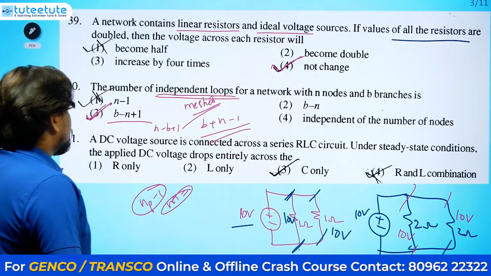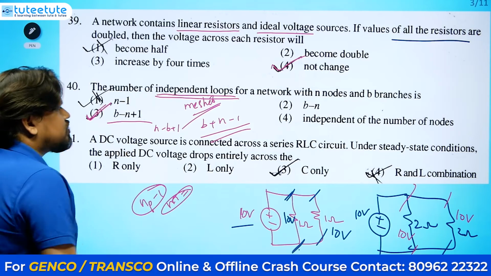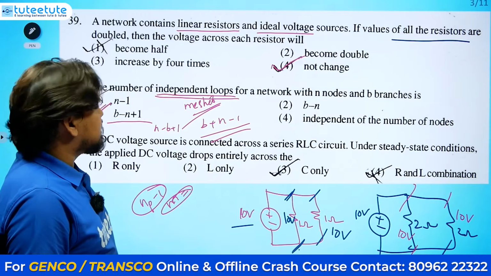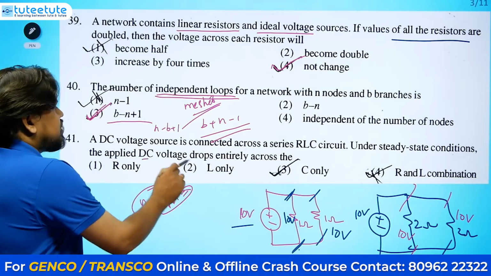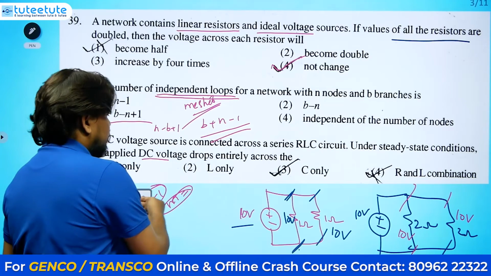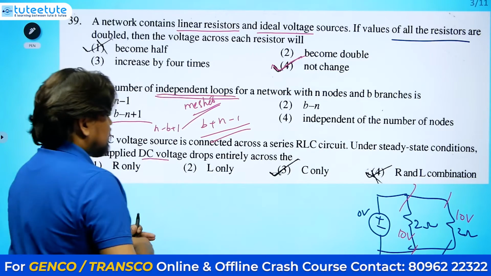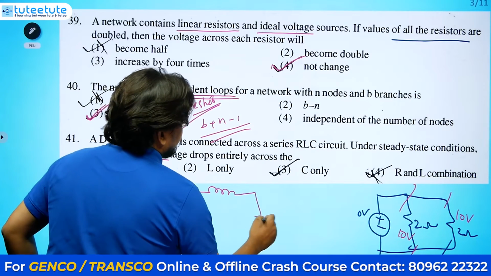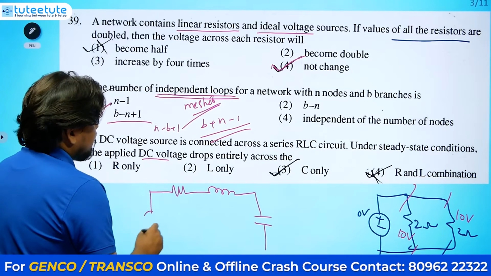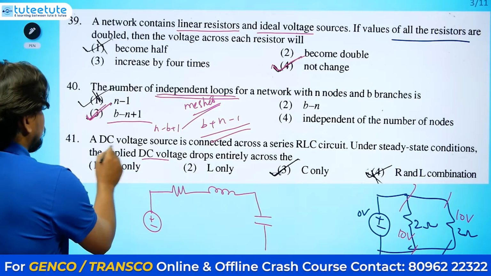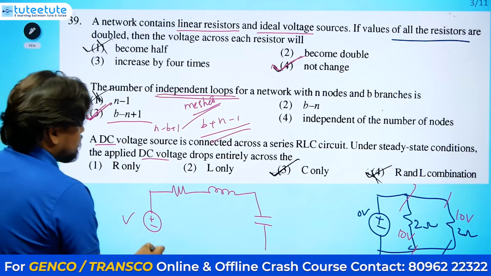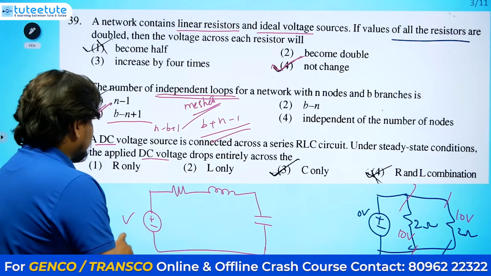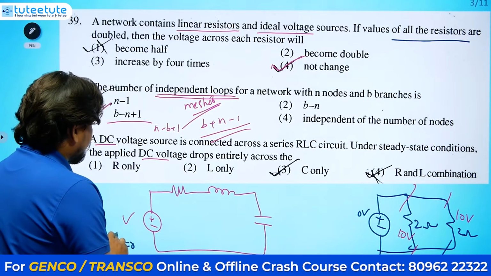Next question. A DC voltage source is connected across a series RLC circuit under steady state conditions. The applied DC voltage drops entirely across what? We have already drawn this series RLC circuit, with R, L and C. They have connected a DC voltage source. Whenever a DC source is connected, what is the frequency? f equals 0 for DC.